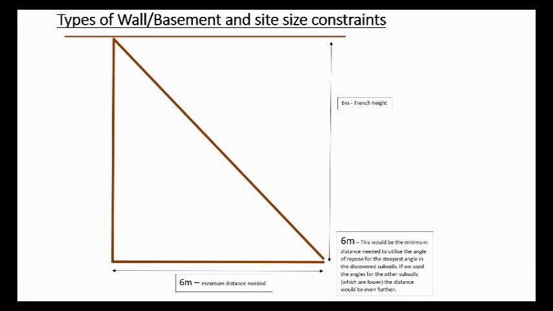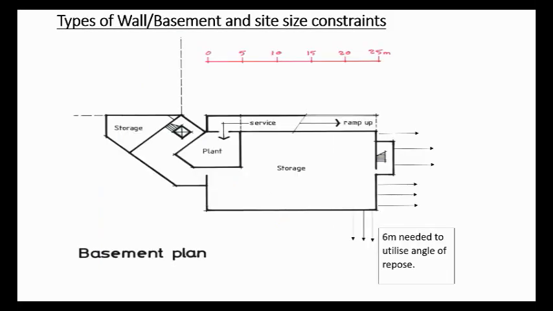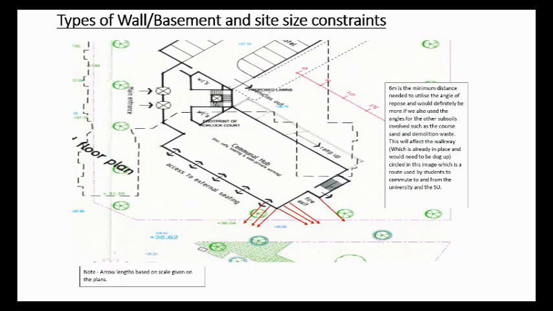This straight away shows that we must eliminate the discussed walls for our basements, as we simply do not have the sufficient space needed around the site to make use of them. Here is a drawing showing which sides of the building this may affect. As you can see, based off the previous drawing, using the angle of repose would mean we would have to dig up the southern walkway, which is an access route to and from the university and also student living quarters.